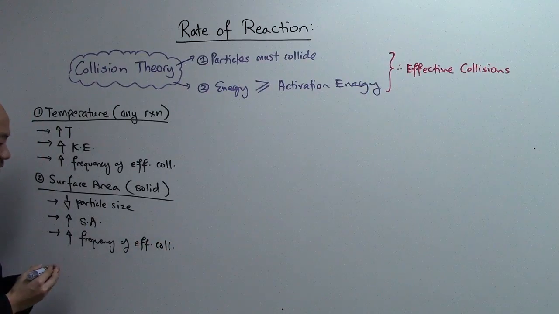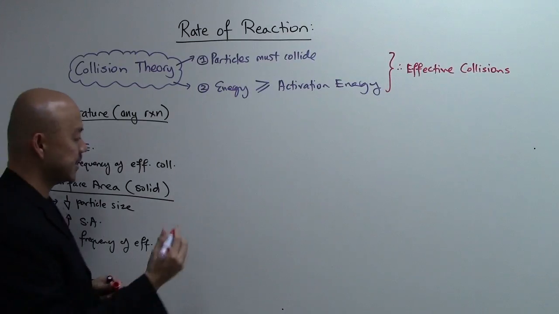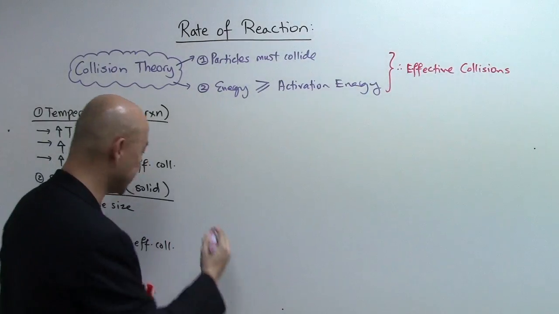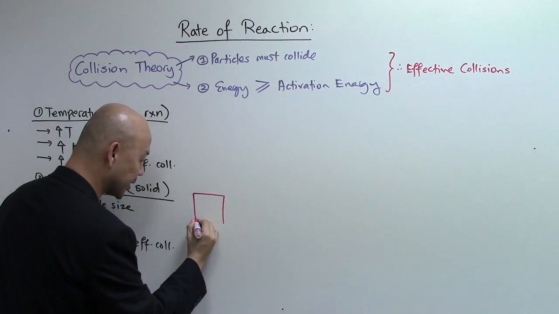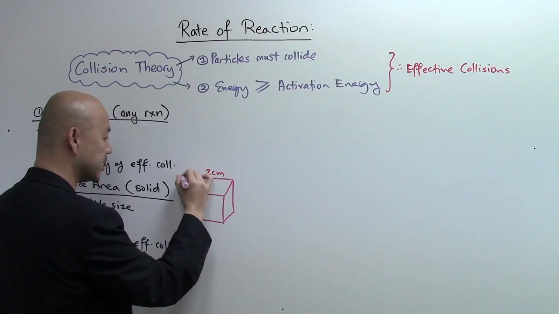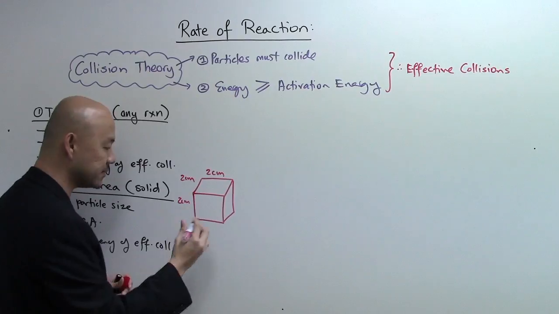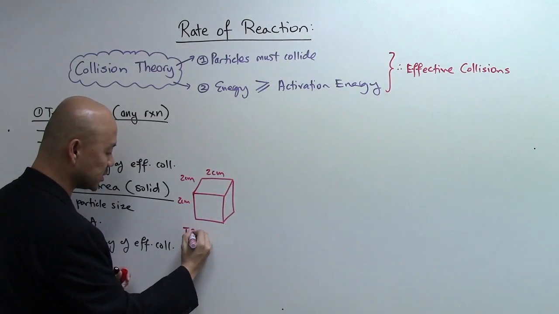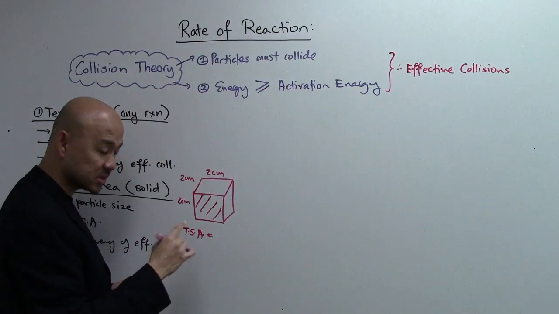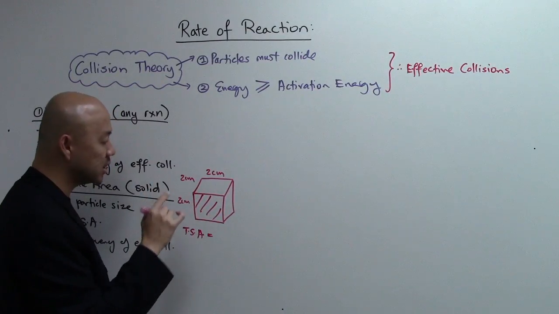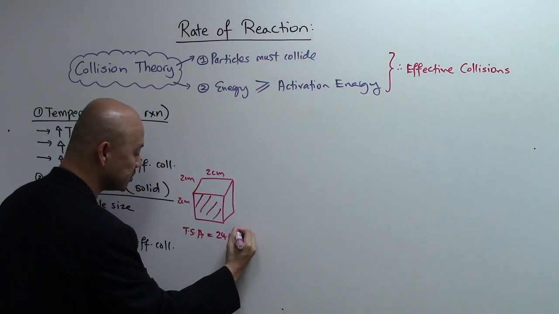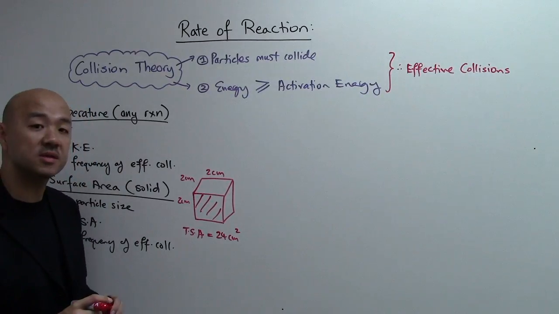Let me show you an example. Alright. Okay. Let's say you have magnesium block or magnesium ribbon, for example. And this solid reactant, let's say it's measuring 2 cm by 2 cm by 2 cm. Alright. If you calculate the total surface area of this solid, one surface, the surface area, 2 times 2, that is 4. Multiplied by 6 sides. So you have 6 times 4, 24 cm squared. So this is the total surface area.